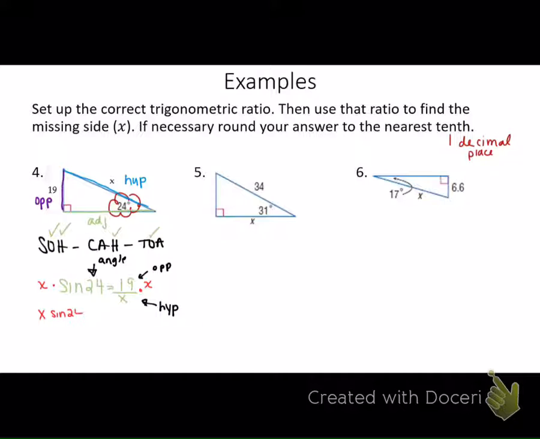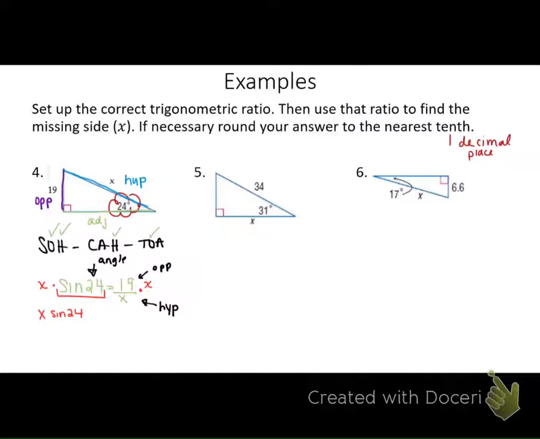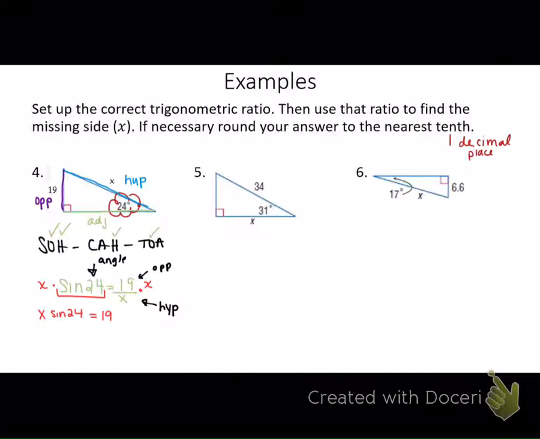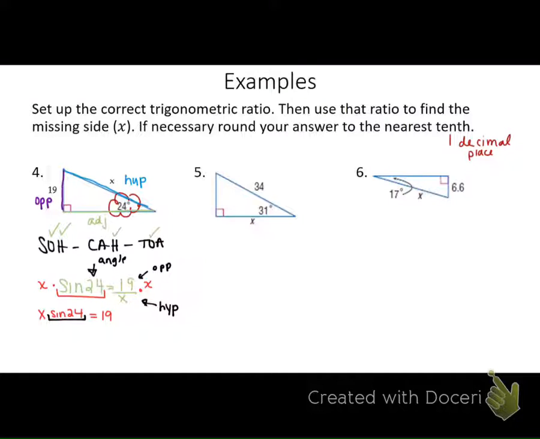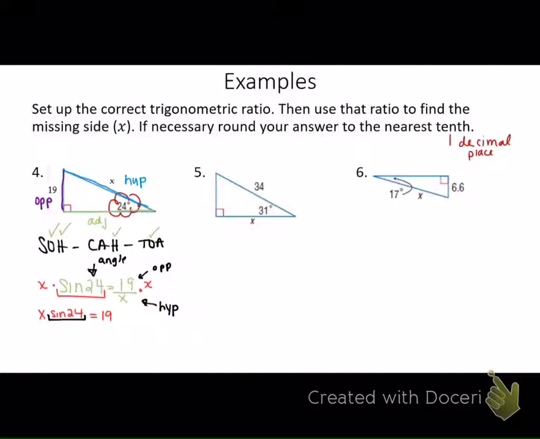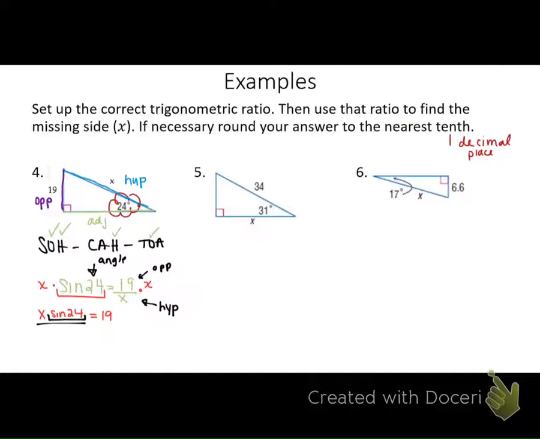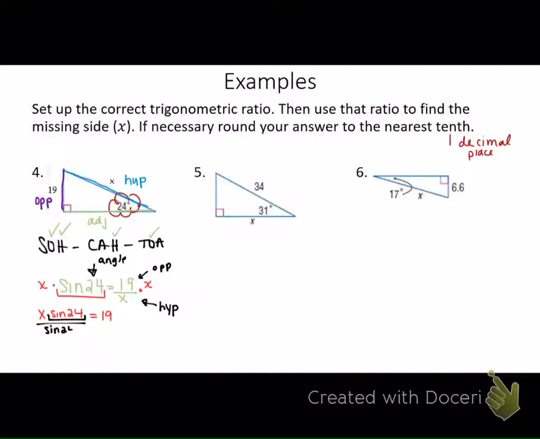And I need you guys to understand that sine of 24 is one piece. So sine of 24 is one piece, which means you cannot separate it. So that's why I'm putting this little box around it. Now, is x by itself yet? How could we move sine of 24 if sine of 24 and x are being multiplied? What's the inverse of multiplication? Division. So you're going to divide by sine of 24 on both sides.